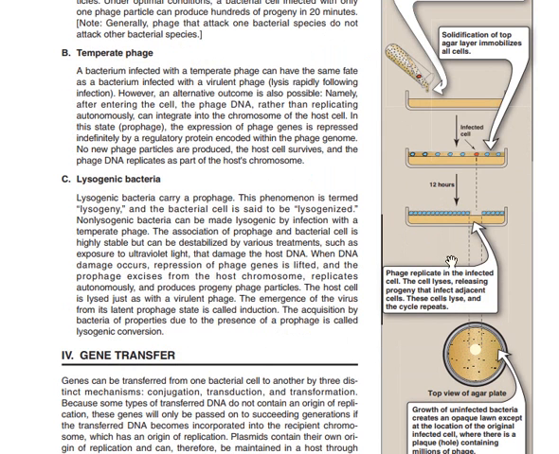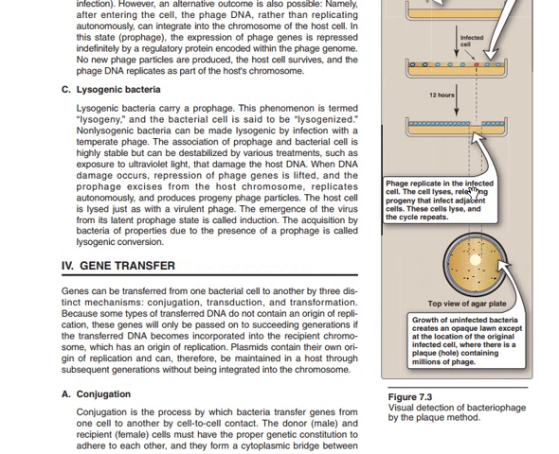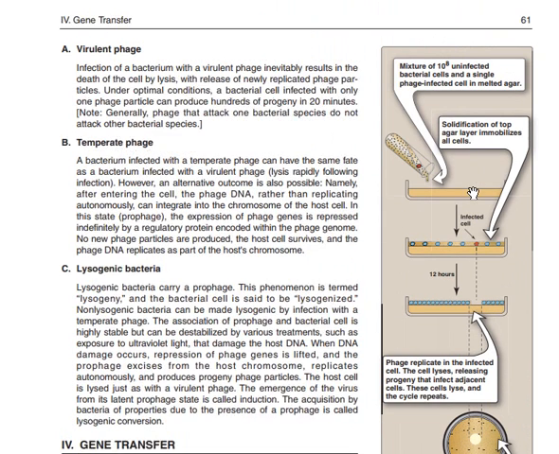Then, 12 hours later, you have phage replication in the infected cell. The cell releases the progeny to infect adjacent cells. This cell releases and the cycle repeats. Is it clear? So you have growth of uninfected bacteria creating an opaque layer, except in the location of the original infected cell. What they are saying is that you are capable of detecting a bacteriophage just by this method here.